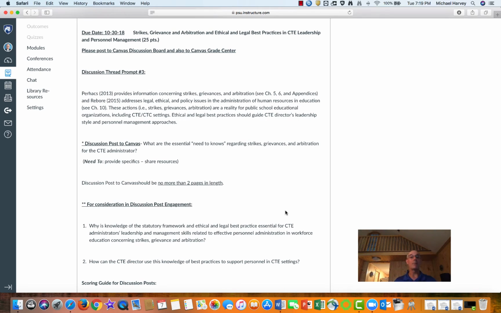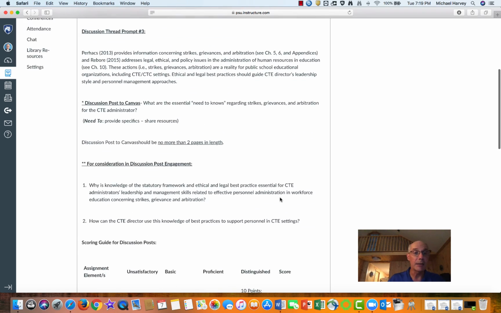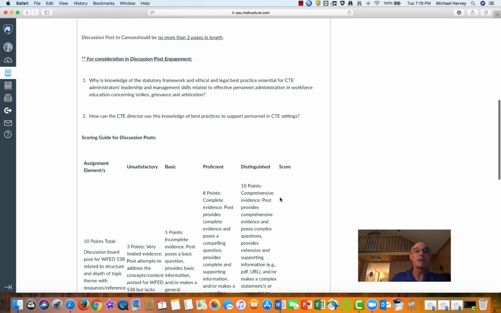From here, what I'm asking you to do is use the textbook, use the statutory and legal frameworks to identify the essential needs to know around grievances, around strikes, around arbitration agreements that are need to know. Again, this is posted to Canvas, shouldn't be more than 2 pages. It's posted to Turnitin, and there are some discussion elements for engagement.